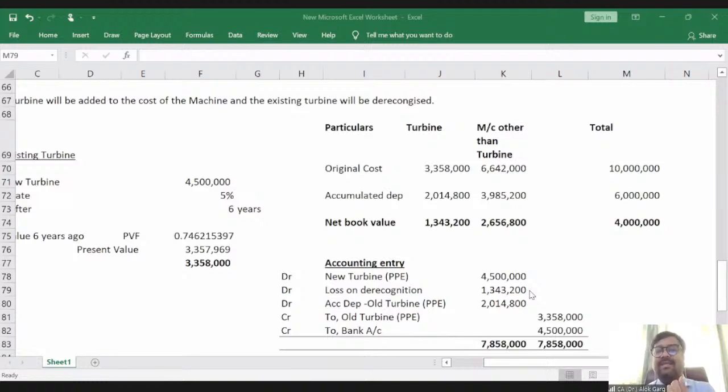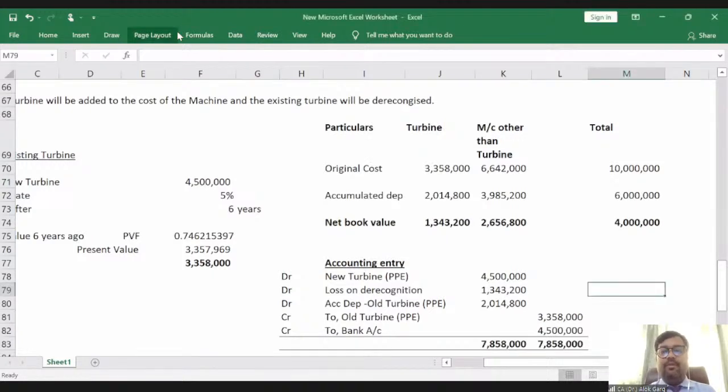Since this net block of the turbine is a loss on derecognition, what happens if I get some scrap value of, let's say, 5 lakh rupees? In that case, the accounting entry will be bank account debit to old turbine by 5 lakh rupees, and your loss will be reduced by 5 lakh rupees because you are getting it as scrap value. That has to be reduced from the loss on derecognition.